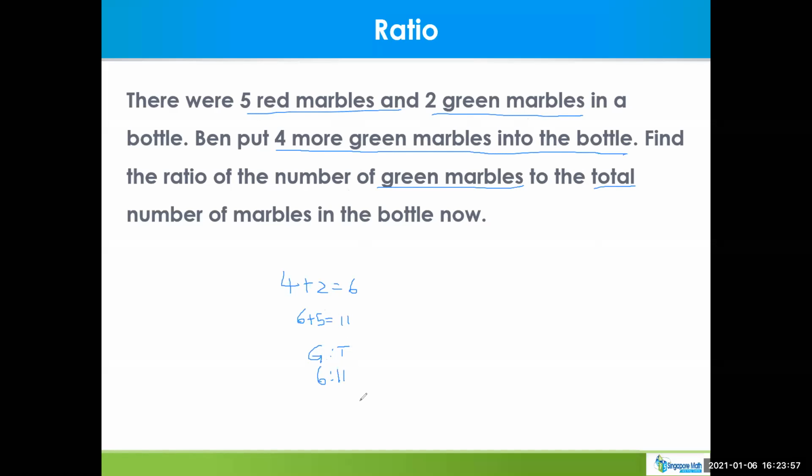Ratio can be very easy, but it can get very tricky. So remember to check your answers. But great effort, both of you. Let's work on the next one now.